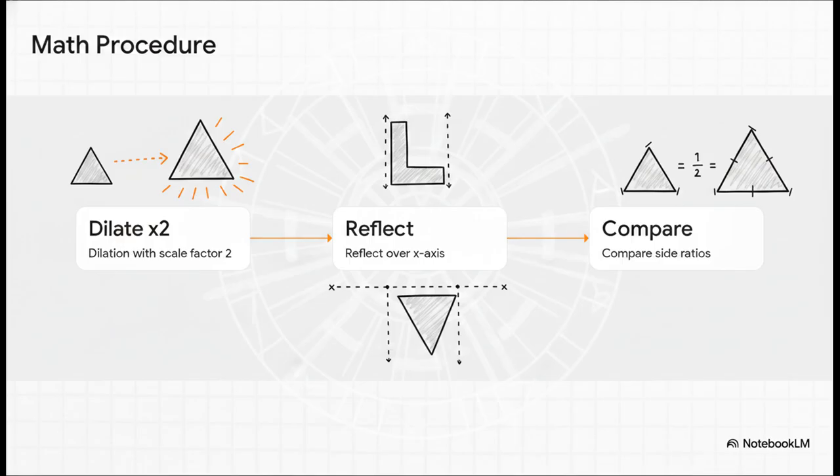Step 1. We'll take an original shape and perform a dilation with a scale factor of 2. Step 2, we're going to take that new, larger shape and reflect it over the x-axis. And step 3, we'll compare the side ratios to prove whether or not our final shape is actually mathematically similar to our starting shape.